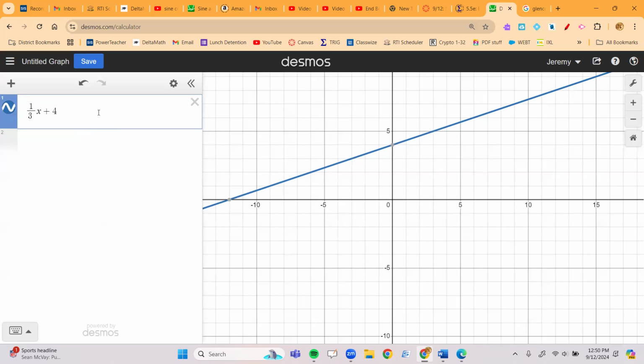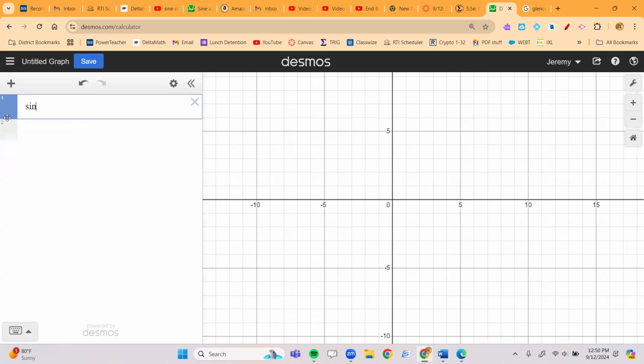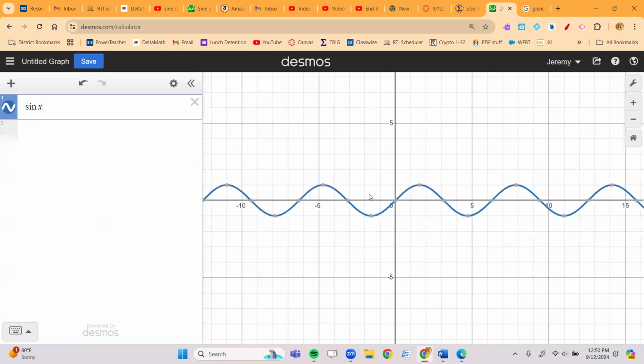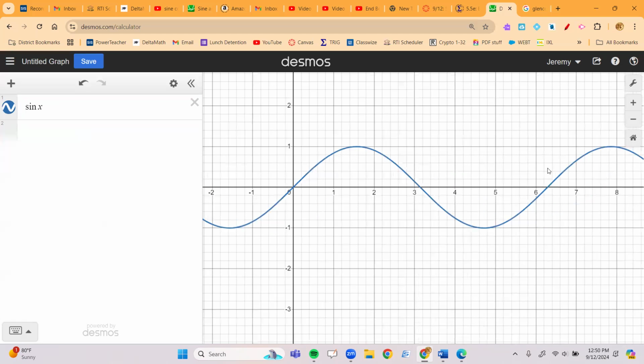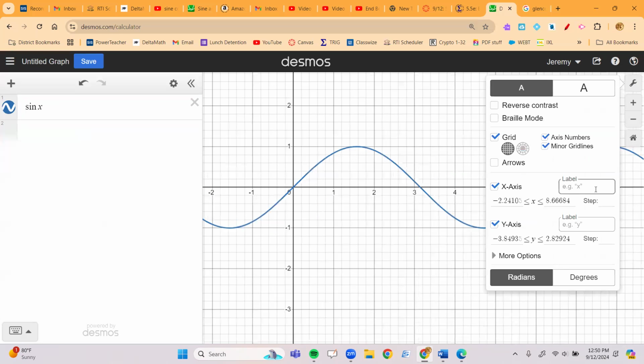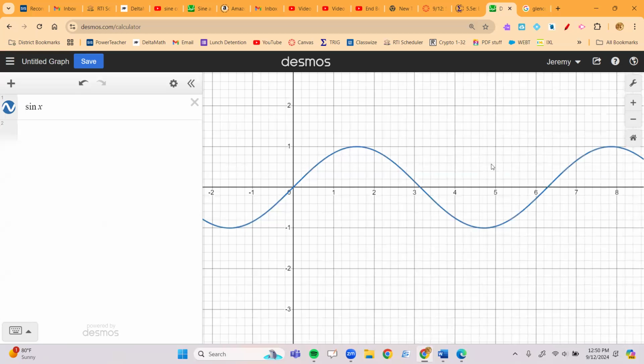So let's take a look at just a simple sine curve. If I looked at sine of x, you know this guy from yesterday, right? I'll zoom in a little bit so you can get a good look, and I think I can change my axis to radians. Oh, I think it's already in radians. X-axis, whatever, good enough. So that's just a typical sine curve, huh?